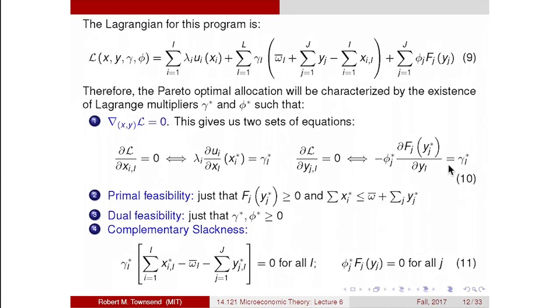Probably a lot to review, but it is in all this notation of the environment exactly what you've learned before. The point is that equations 10 and these others represent a solution to the maximum Pareto problem. And they're not just necessary, they're sufficient because of all the concavity.